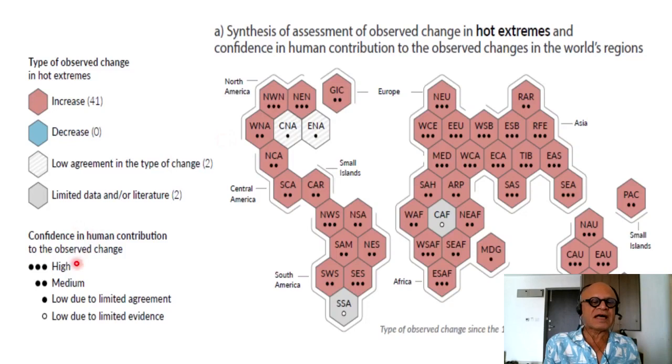3 black dots indicate high confidence in the attribution, 2 dots medium, 1 dot low due to limited agreement between different studies, and the open circle is due to low confidence because of limited evidence available. So you can see that there is a low due to limited evidence in both these places where there is limited data and or literature. And let's zoom into our region here, South Asia, and you can see that there is high confidence in attributing the increase in observed hot extremes to human contribution.